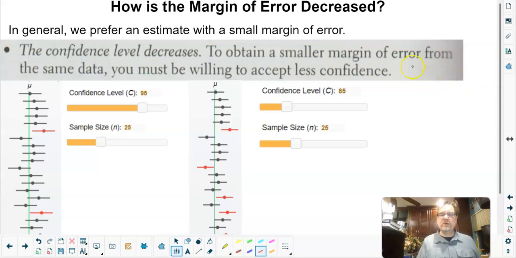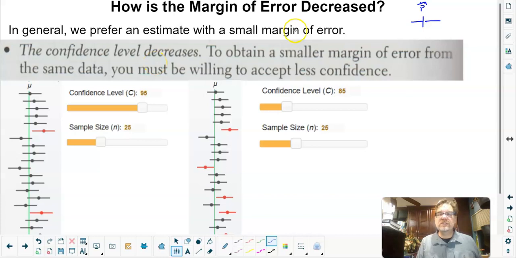Alrighty, in the third video for 8.1, let's talk about how we are going to decrease the margin of error. In general, when we're making an estimate, we really like to have a small margin of error. That just makes sense. We have our point estimate, p-hat, that is where we are estimating our p to be. We like the interval to be as small as possible.